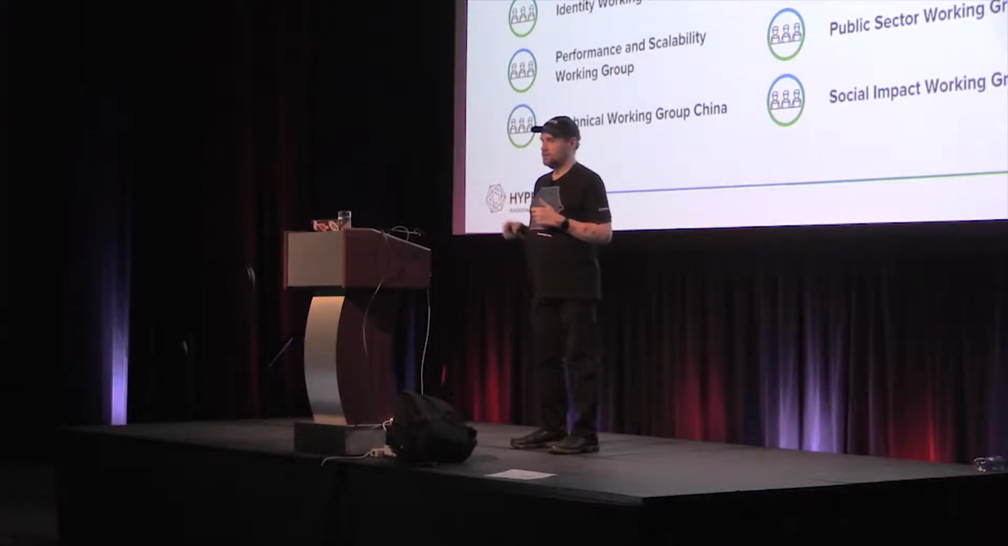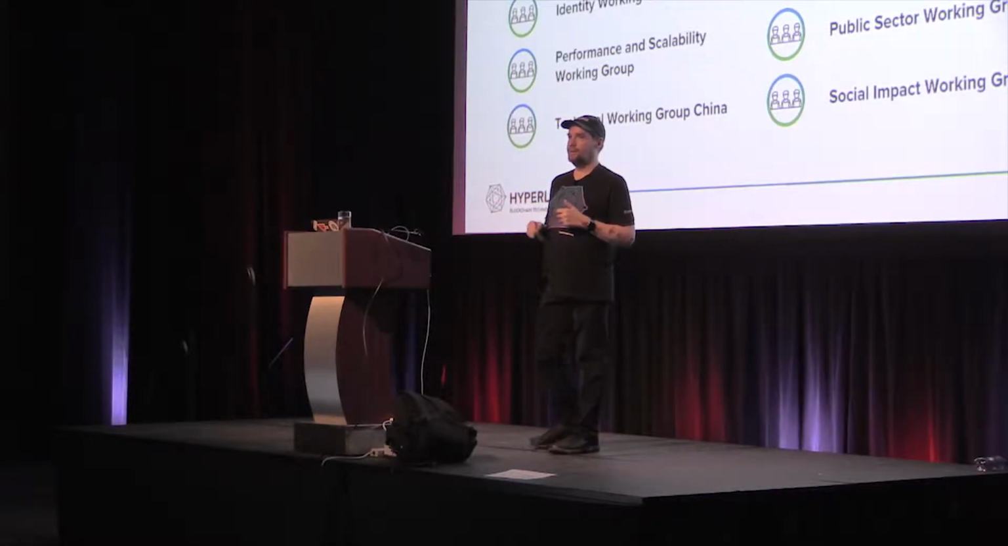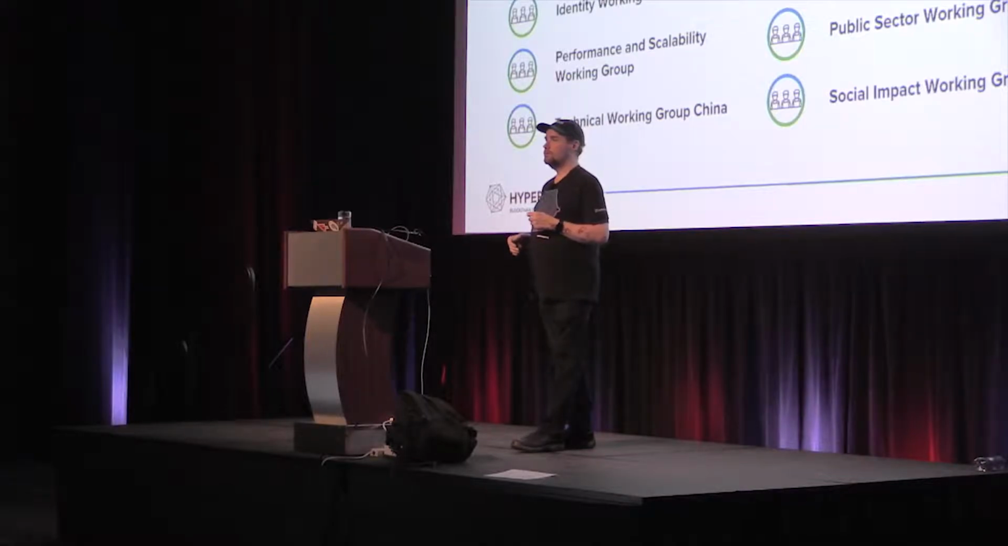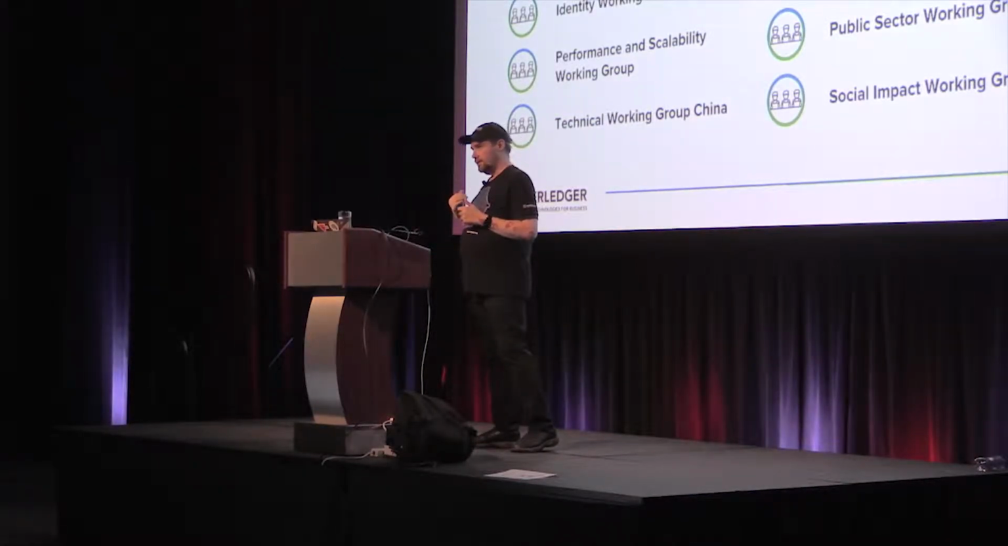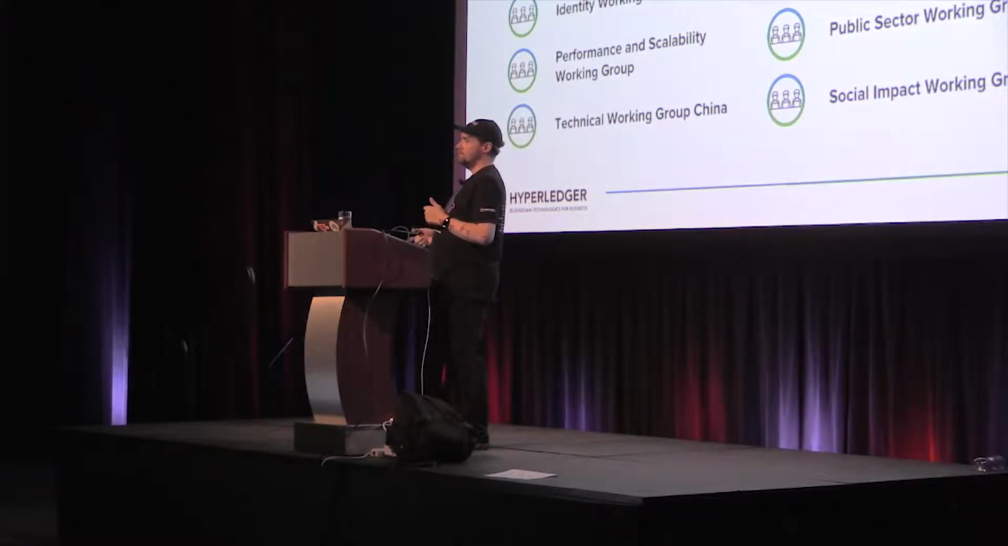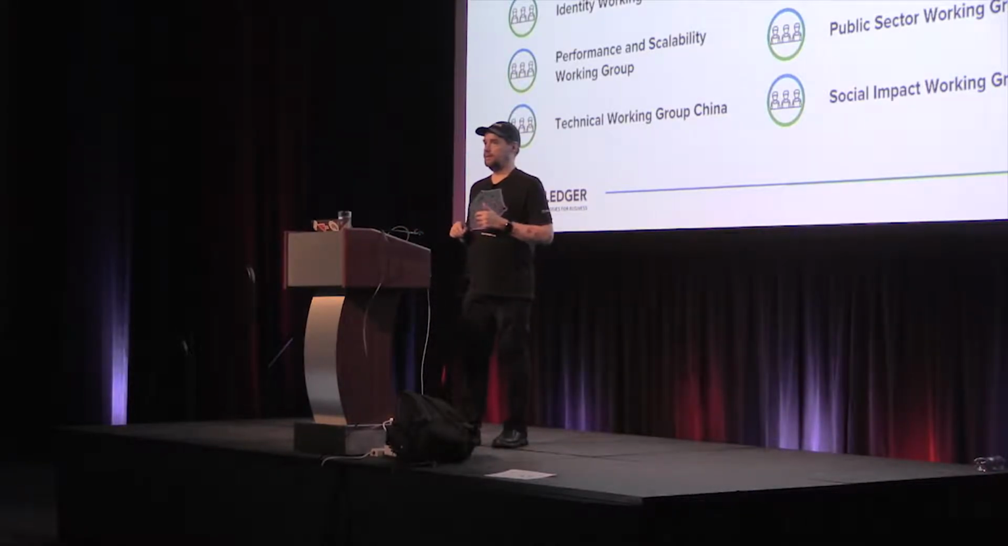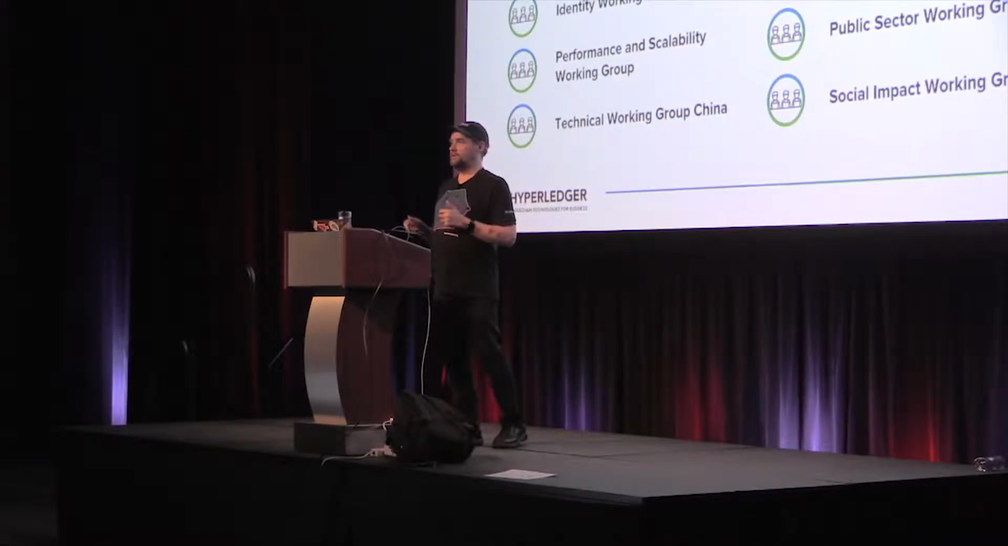A group that just spun up in the last few weeks is the Social Impact Working Group. The Social Impact Working Group, their charter is to find use cases where you can use blockchain for social good. If you are interested, they just started. I don't even think they've had a formal meeting yet. If you think you have something to add, please jump on board.